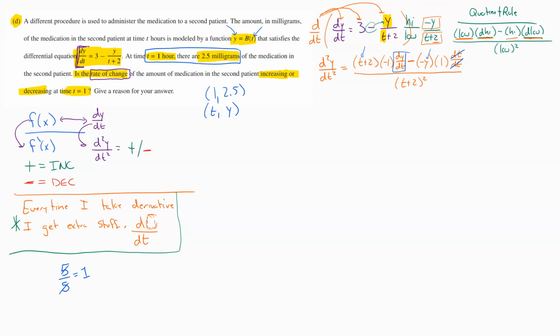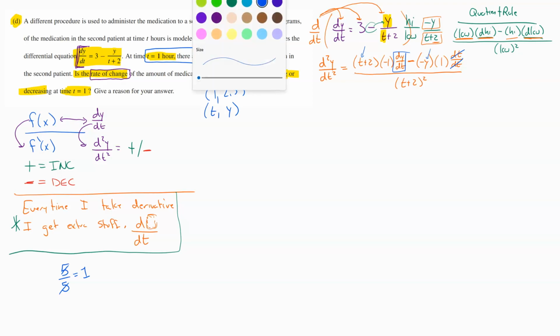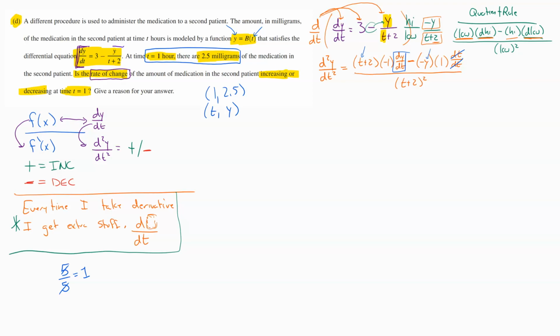However, I do need a value for dy dt. Well, how am I going to figure that out? I have dy dt. Remember, we started with that earlier. And I have the point that's on the graph there. So I can plug that point into my dy dt, and that's going to get me a value out for that. So I would have 3 minus, and then on top I have a y, so my y value was 2.5.